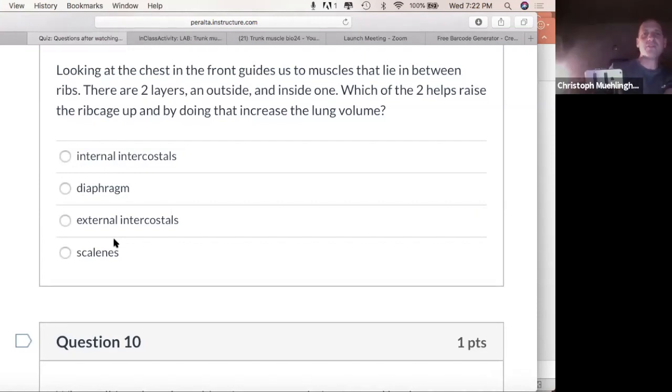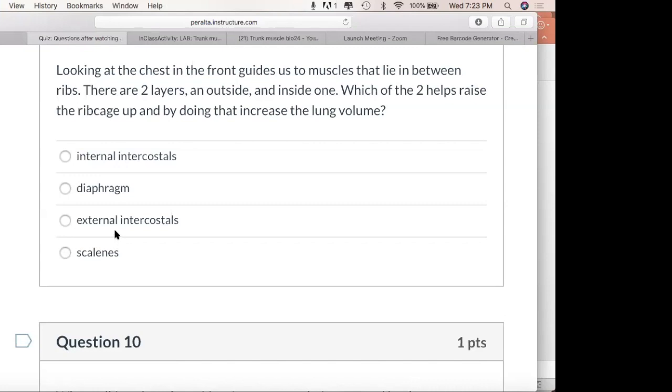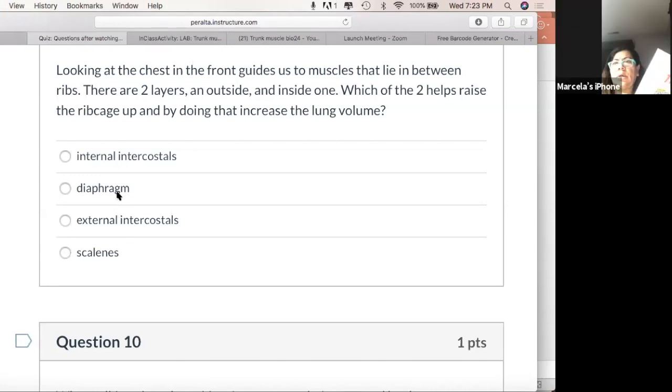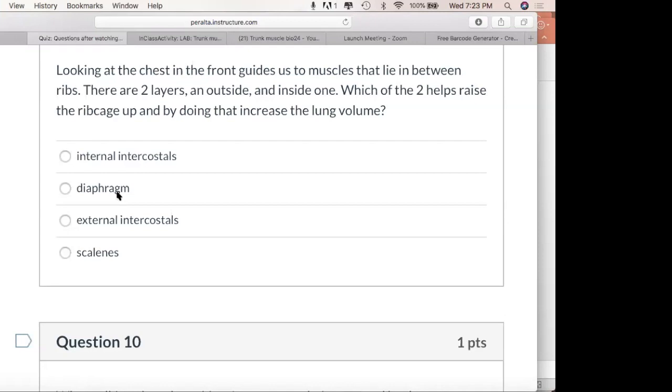Okay. 7:30. Looking at the chest in front guides us to the muscle line between the ribs. There are two layers, an outside and inside one. Which of the two help raise the rib cage up, and by doing that increases the lung volume? The diaphragm. External intercostal.